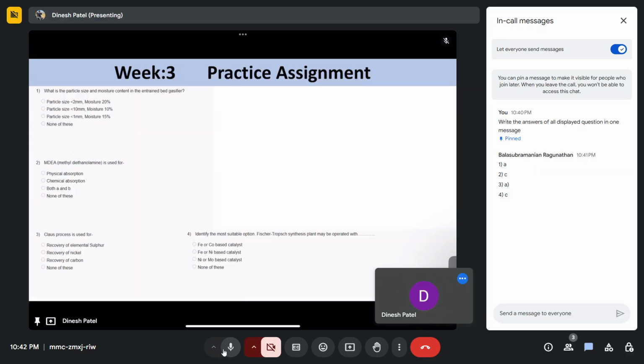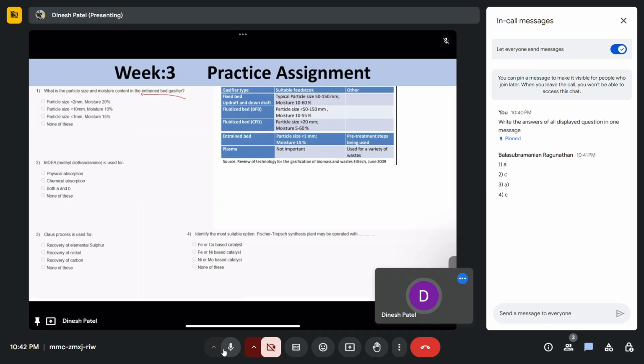Yeah, we have the answers to our first set of questions. So we'll discuss the answers related to all the questions. The first question is: what is the particle size and moisture content in an entrained bed gasifier? There are different types of gasifiers, as you can see here: fixed bed, fluidized bed, entrained bed, and plasma. Whatever lectures you have seen on the portal, from that only I have taken this screenshot from the slide. So you can get the answer for this entrained bed.